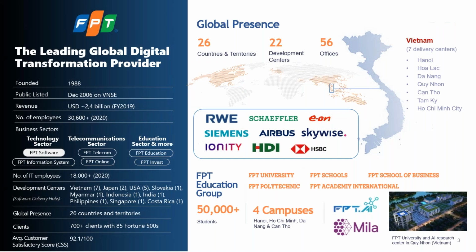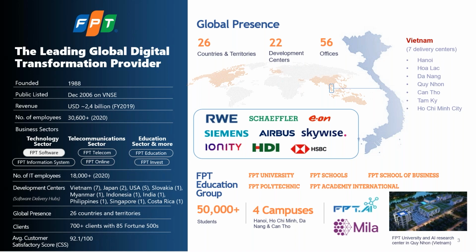So, starting with us, FPT Software, we are indeed a leading global digital transformation provider. Global in the sense that we have presence in 26 countries, development centers, we may say, in every major time zone, and around 56 offices. Of course, FPT Software is part of FPT as a group, as you can see on the left. Currently, we have around 18,000 employees.